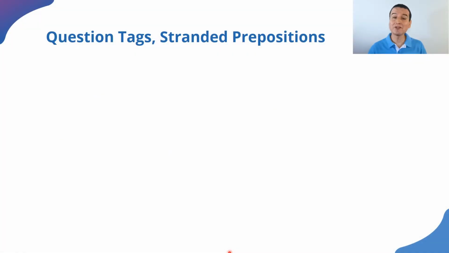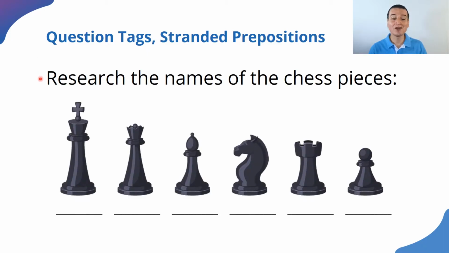Hello! In this video, we're going to talk about question tags and stranded prepositions while we talk about a board game. Are you ready? Before we do that, I have this activity for you. It involves research. Research the names of the chess pieces. Here's a picture of the chess pieces. So the idea is that you know how to name these pieces in English.